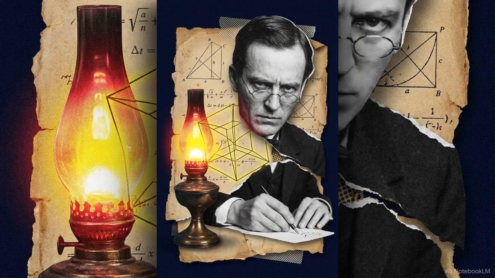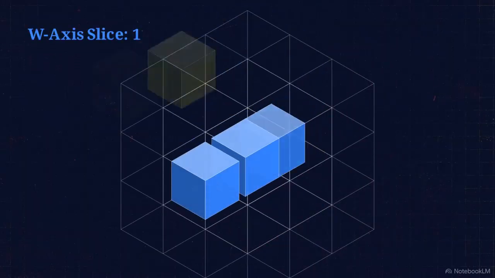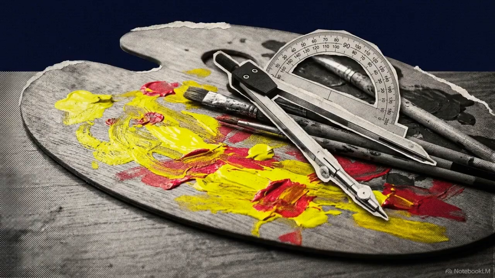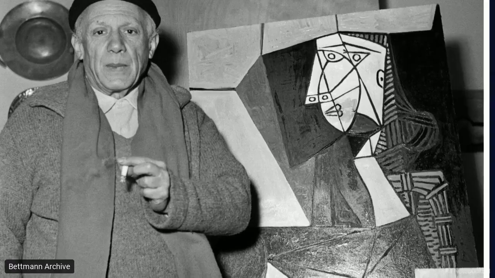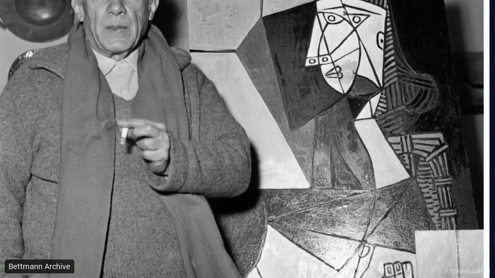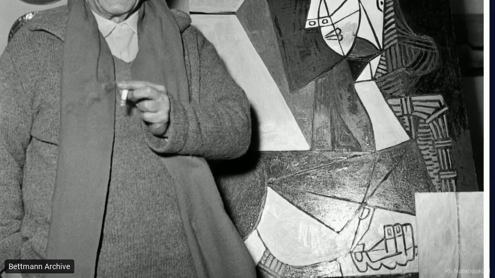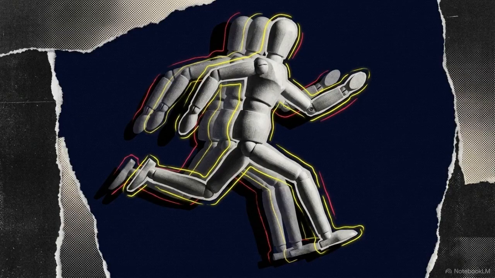Others sought to train the mind. Charles Howard Hinton, who coined the term tesseract, developed mental exercises and colored cubes designed to help people visualize these higher dimensional rotations. Modern artists saw the math as a tool for revolution. Pablo Picasso utilized 4D theory to develop cubism, painting objects from multiple perspectives simultaneously to suggest a four-dimensional view where all sides are visible.